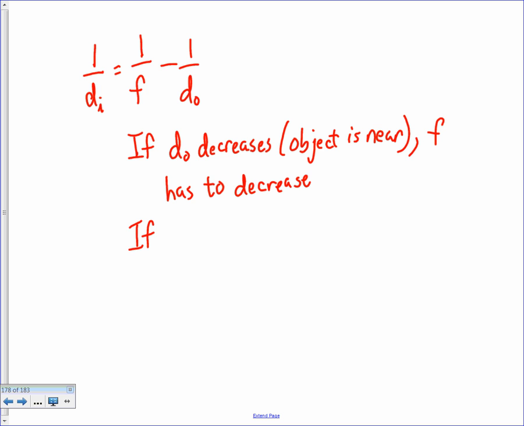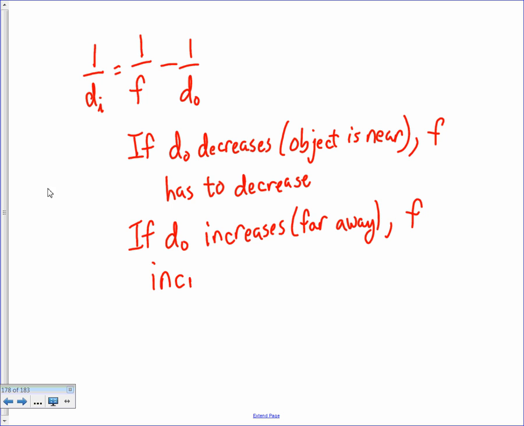If do increases, that means, you know, it's far away. The focal length increases. So if I'm looking at something far away, like the back of the room, and then I want to look at something nearby, on my finger or whatever, my focal length will have to decrease. Let me show you that.